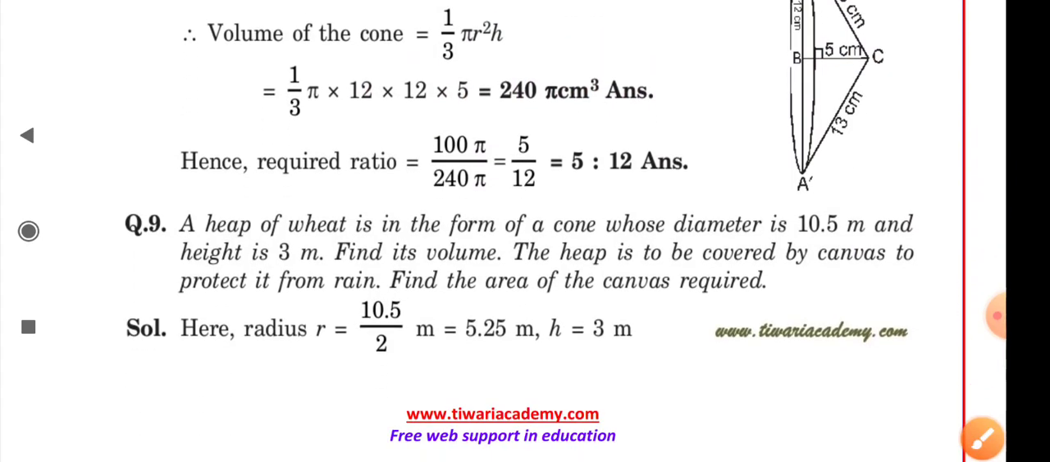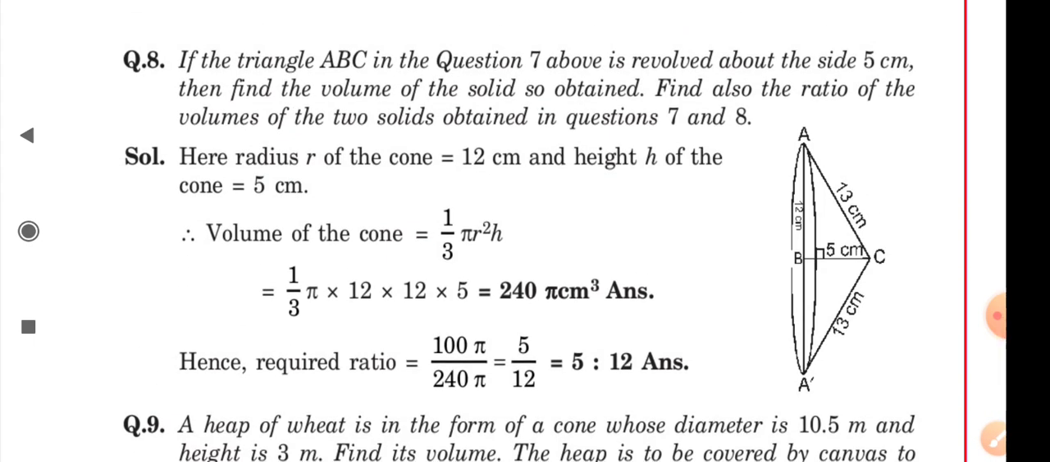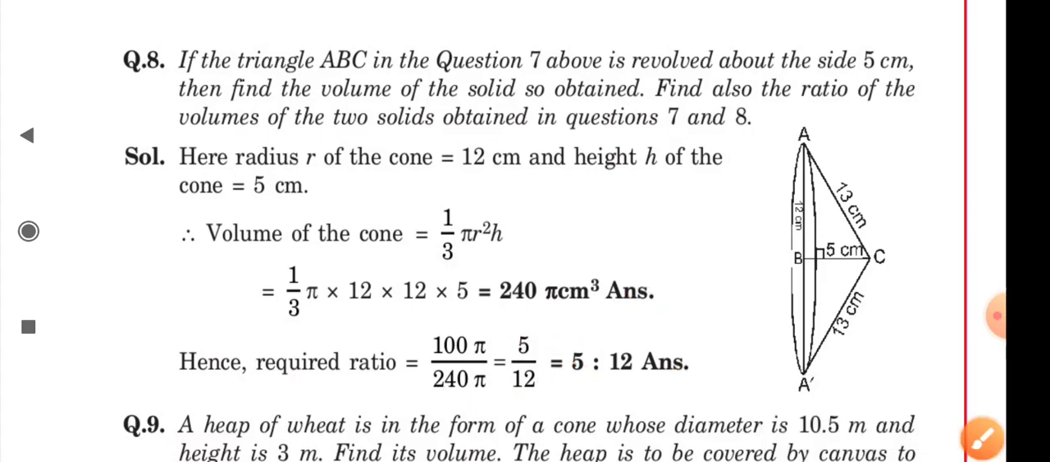And in the next question, in the same figure, you have to find out the ratio of the volume of these two. You have found out the volume in the first part and the second part also. You will cut it and you will get 5:12 as the answer of this question.